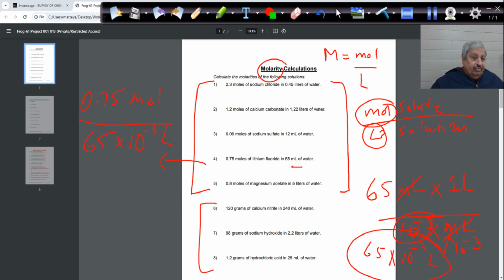And as a matter of fact, you can simplify the whole thing. 0.75 mole, and then this is 10 to the minus 3, this will be 0.065 liter. You just divide 0.75 by 0.065. You get mole per liter. So that will be it. Then we'll select from 6 to 8.